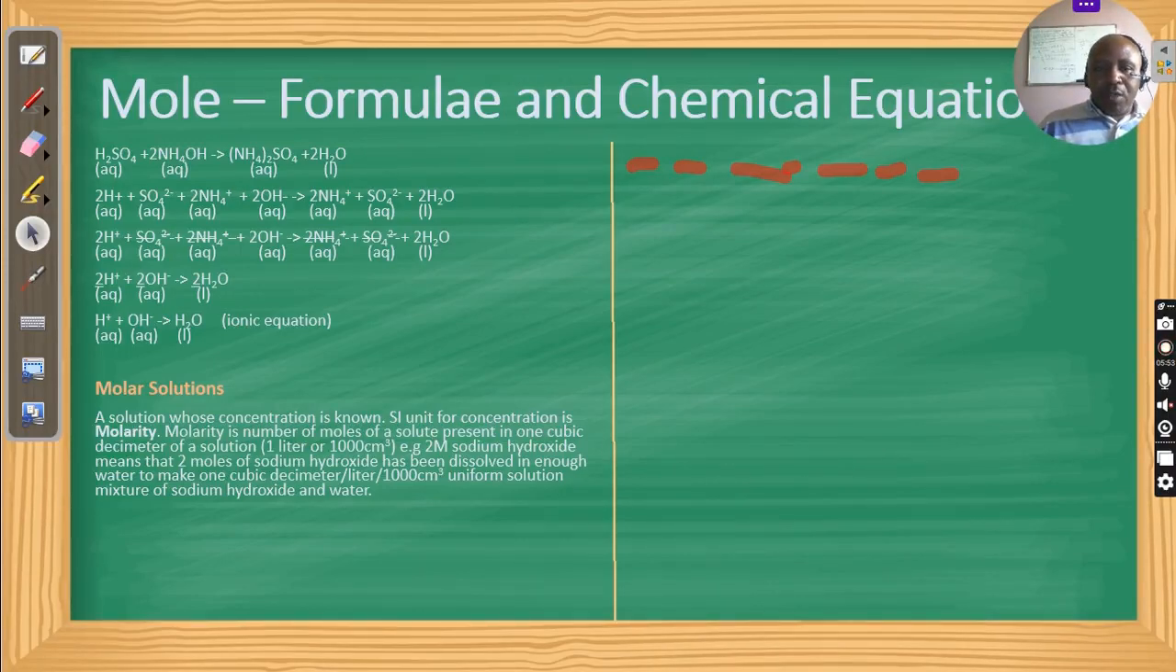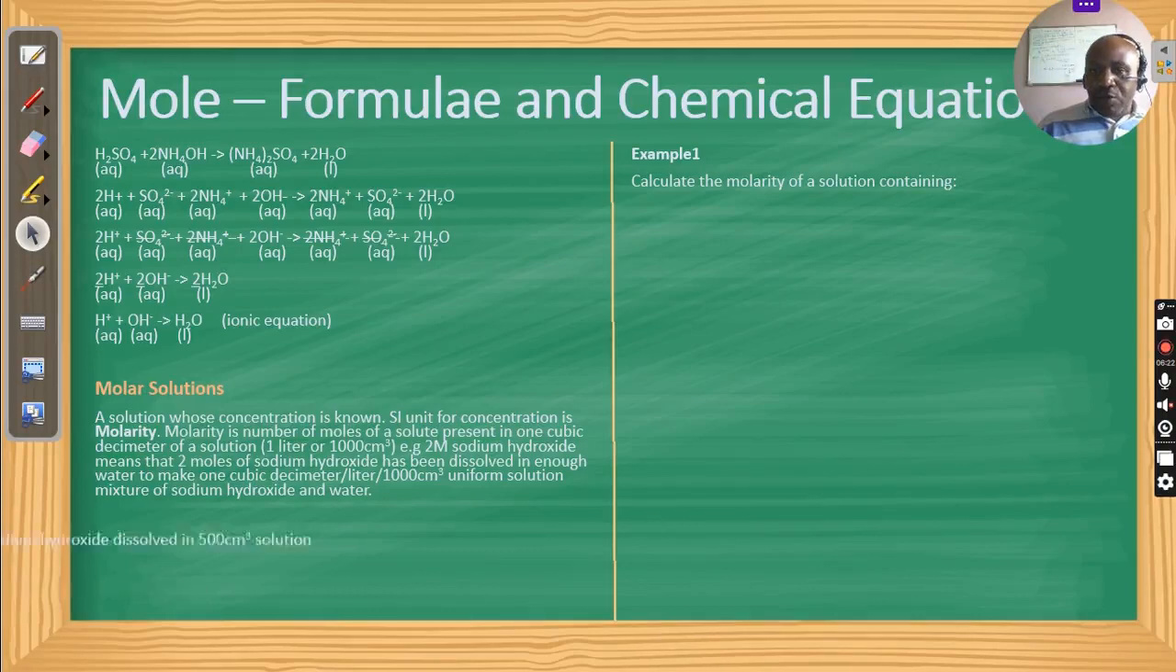For example, 2 moles sodium hydroxide means that you have 2 moles of sodium hydroxide that have dissolved in enough water to make 1 cubic decimeter or liter, 1000 cubic centimeters, of uniform solution mixture of sodium hydroxide and water. So now I want to believe that it's clear what molarity is. So let us look at examples.